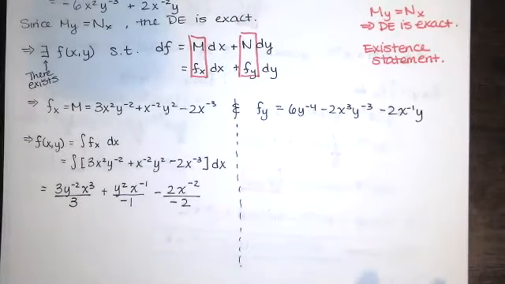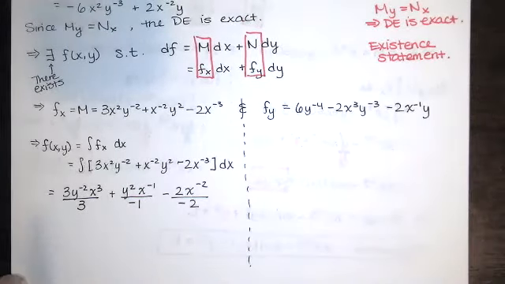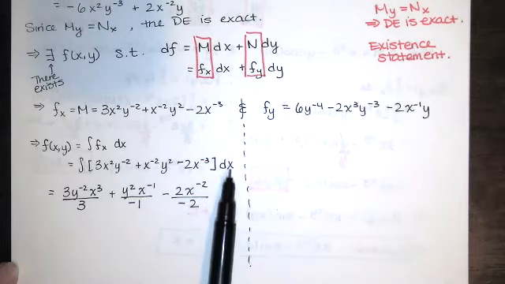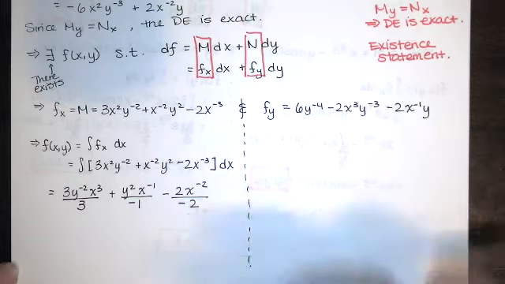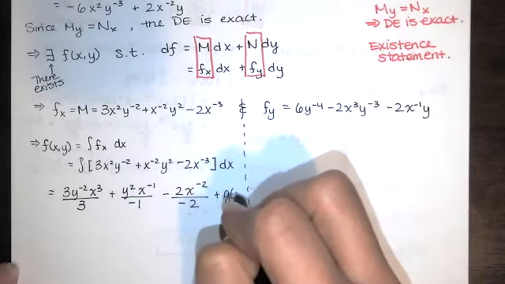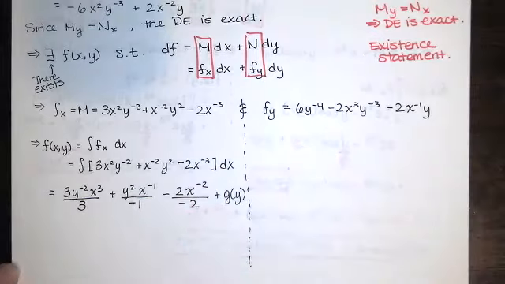Now you want to add c. Everybody wants to add c here. But remember, this is a partial antiderivative. So I need something that's constant with respect to x, but not necessarily with respect to y. I'll just call that g of y. And then let's simplify this a little bit.